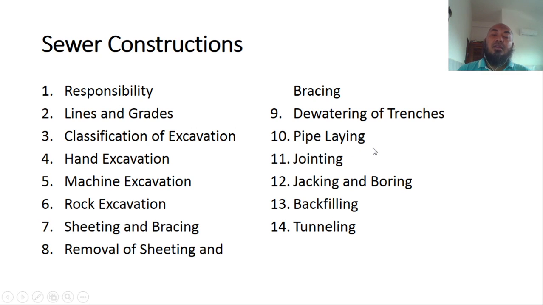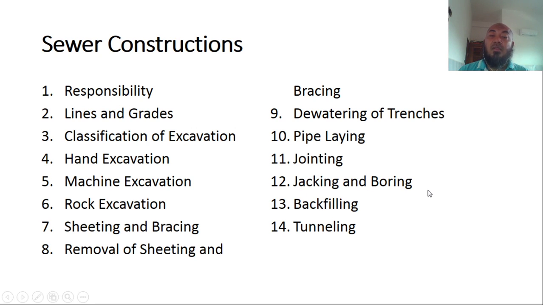Pipe laying. After we take care of the trench, now we can lay the pipe. And then we have jointing. For this joint, we need to join one pipe to another. So what are the methods that we're going to use?